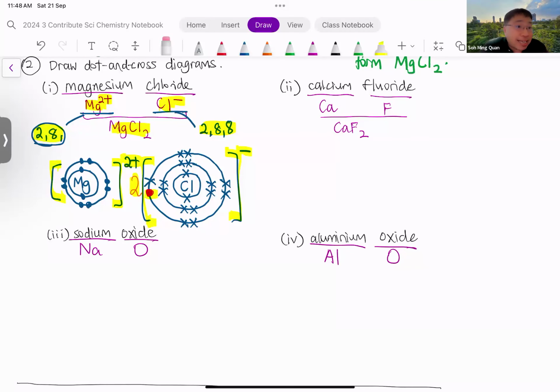Okay, so I hope you have had some time to try the dot and cross diagrams. For those of you who are just watching this video, please try the dot and cross diagrams and let me or your chemistry teachers take a look at it when you go back to school.